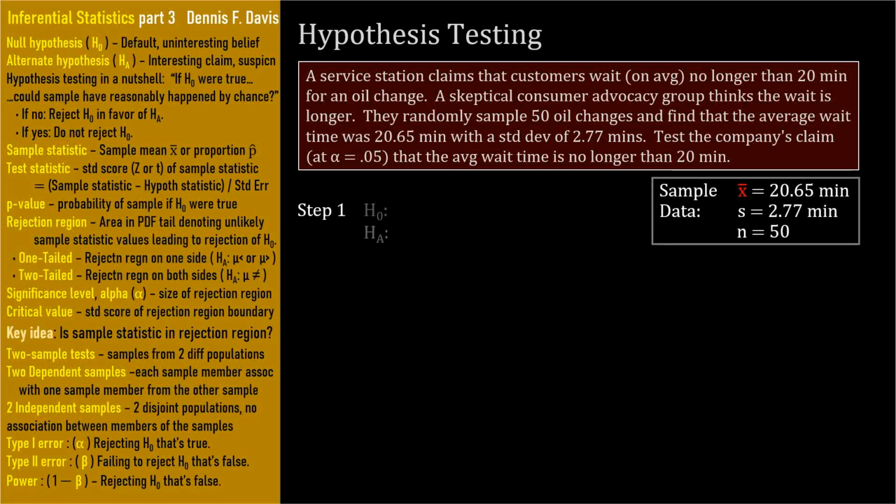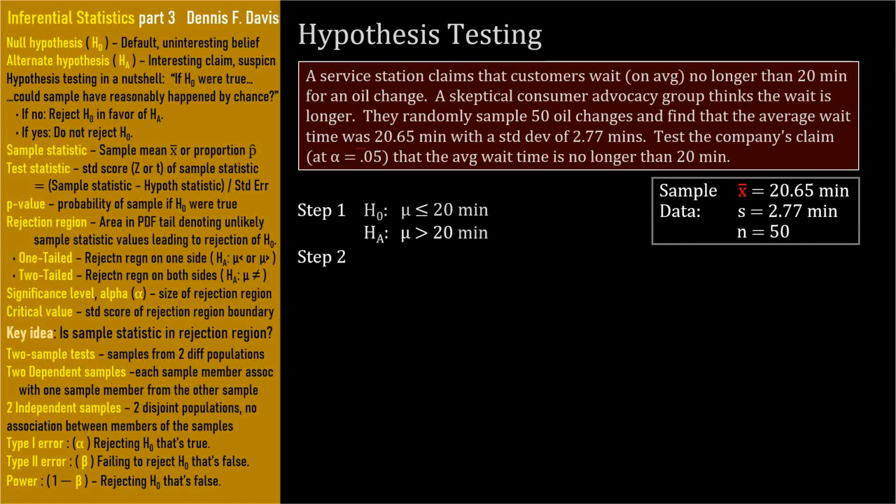For step 1, we need to be careful because the word claim appears in the problem statement, and that's one of our clue words, claim, suspicion, theory, hope, or fear, that describe the alternate hypothesis. But the consumer advocacy group has a suspicion that's challenging the status quo. Their suspicion is that mu0 is greater than 20 minutes. That's the alternate hypothesis. So the null hypothesis covers everything else, mu0 less than or equal to 20 minutes.